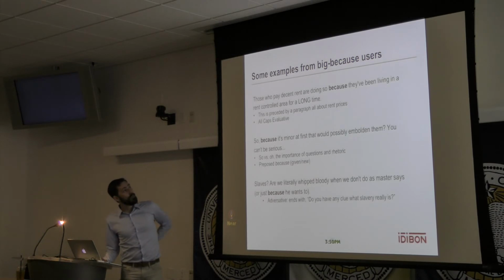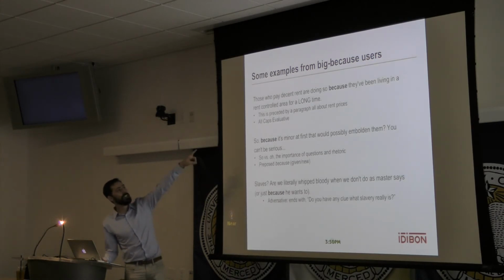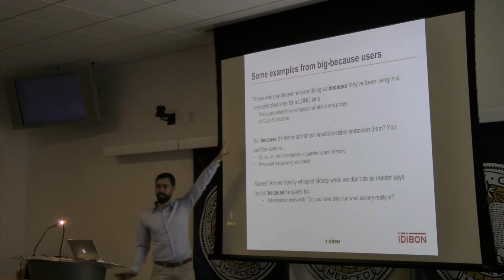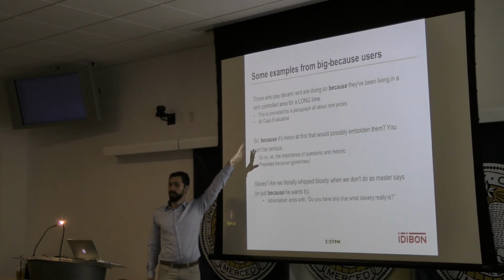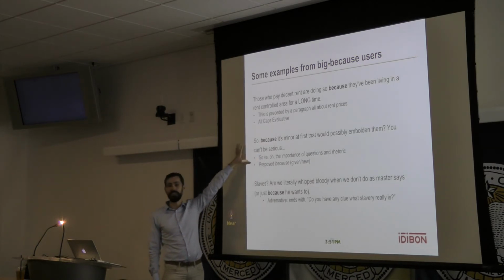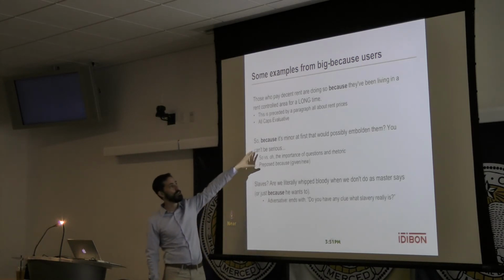So here are some examples from some big because users. "Those who pay decent rent are doing so because they've been living in a rent-controlled area for a long time." That's preceded by a paragraph about rent prices, and there's the all-caps evaluative. Notice that this really is a nice psycholinguistic story of given and then new information. That's really how the structure is common in here. And another: "Because it's minor at first, that would possibly embolden them, you can't be serious," right?